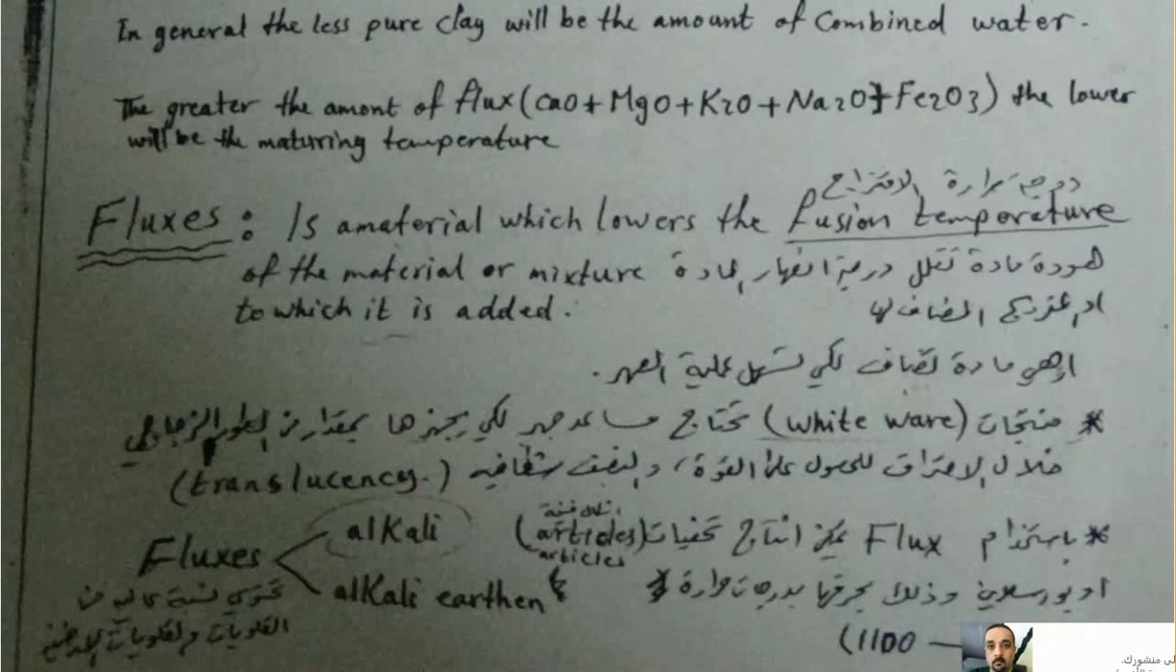All of them are oxides. All of them are fluxes, materials that can help or aid to melt the material at high temperature.